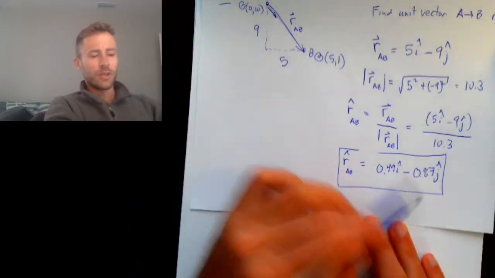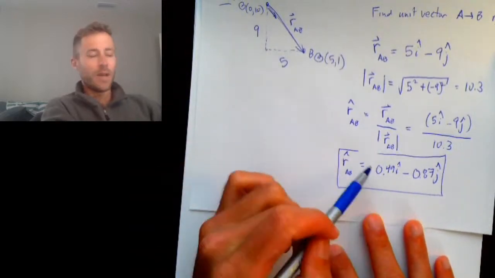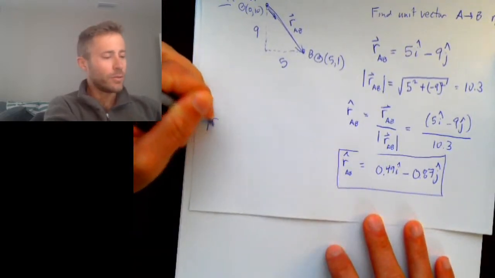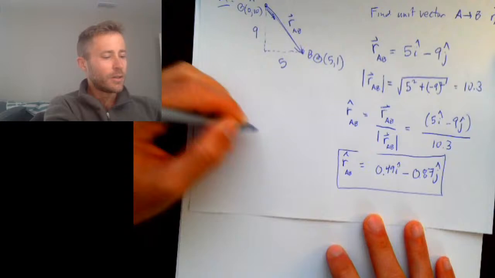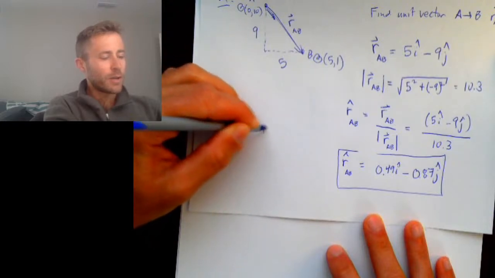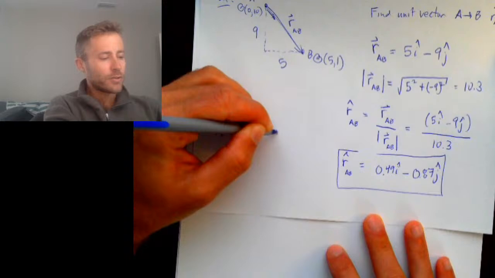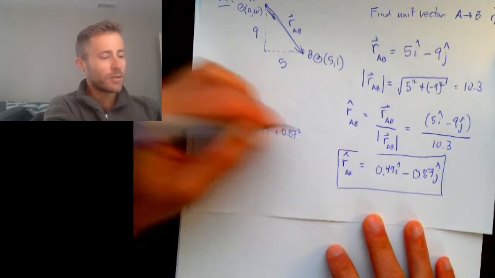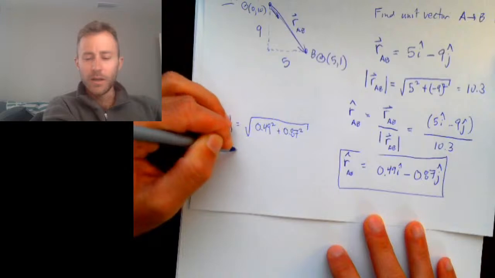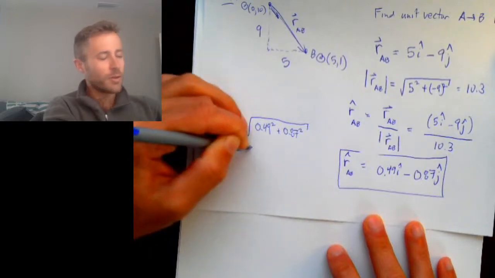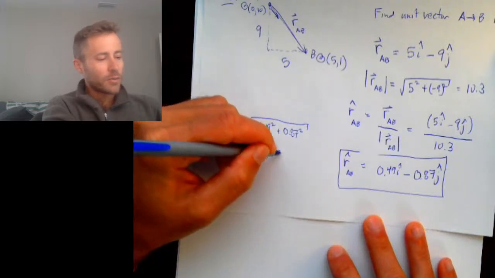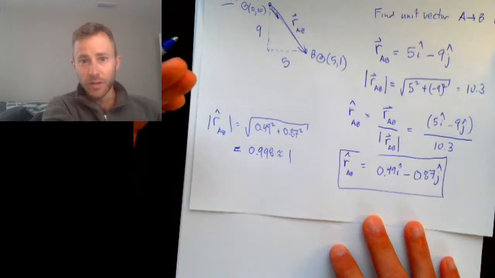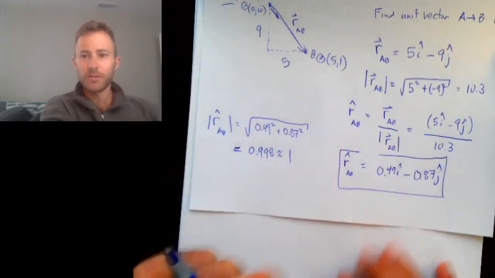We can double check that this is a unit vector by doing the magnitude. Do the Pythagorean theorem on this. The magnitude is the square root of 0.49 squared plus 0.87 squared. If you work that out, it is equal to 0.998, which is approximately 1. Why isn't it exactly 1? It's because I did some rounding at various stages in that calculation.